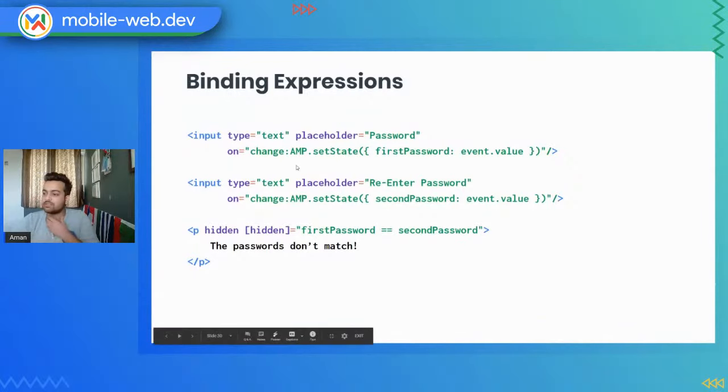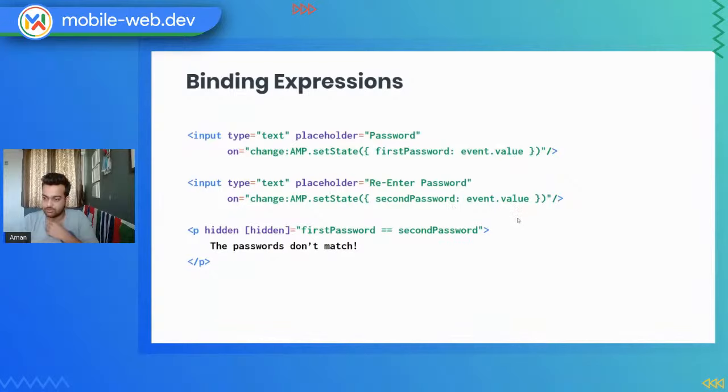You can have input text in which you can change the value of the placeholder. This is a classic example in which you can check if the password is the same or not. We have our first input text box, which has a property that on change sets the state of the first password to this value, and the second sets the state to this one. Then if the hidden property is not true, this will show that the password doesn't match.